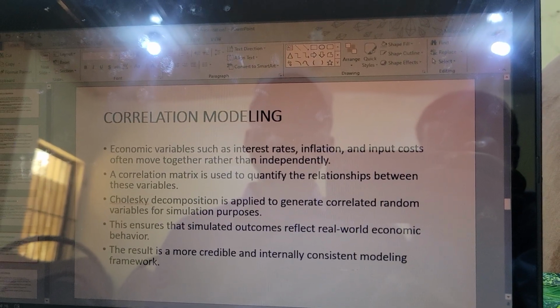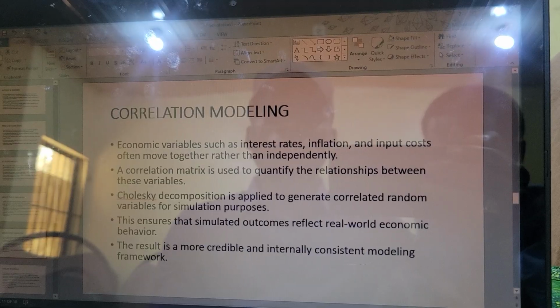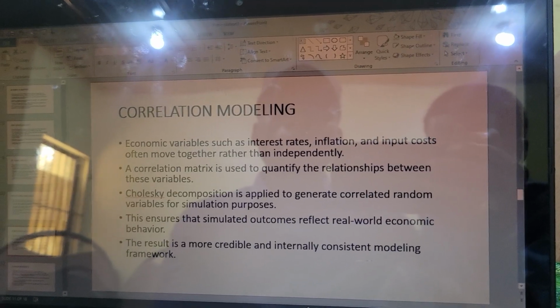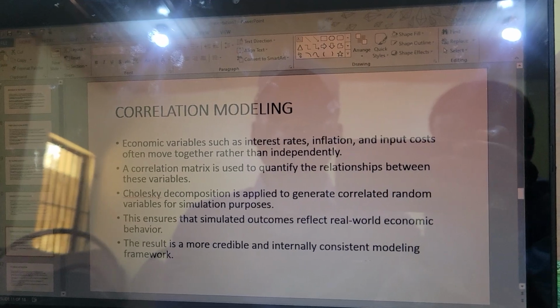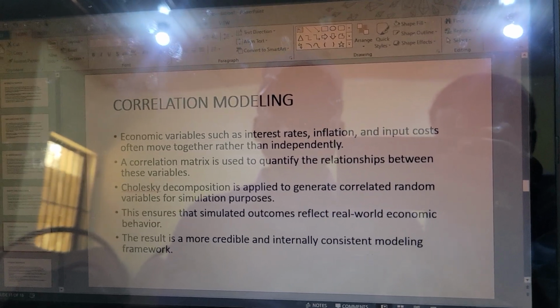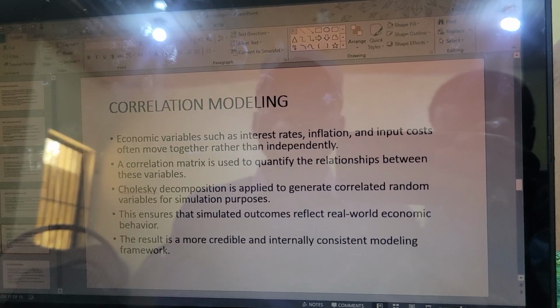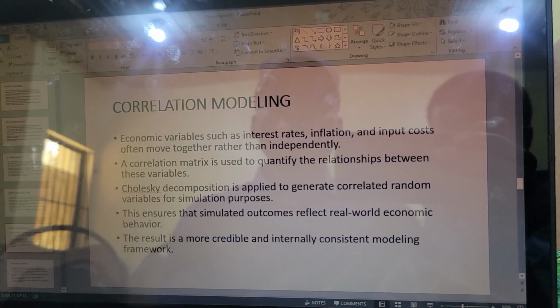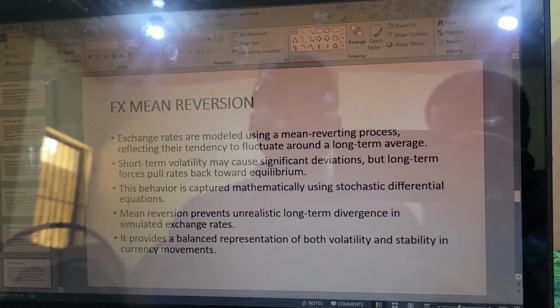The correlation modeling. Economic variables such as interest rate, inflation, and input costs often move together rather than independently. The correlation matrix is used to quantify the relationship between these variables. The Cholesky decomposition is applied to generate correlated random variables for simulation purposes. This ensures that simulated outcomes reflect real-world economic behavior.